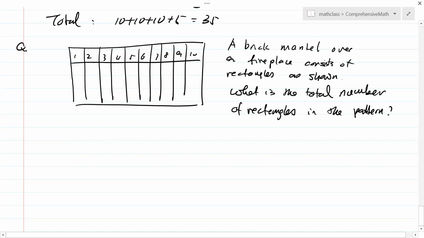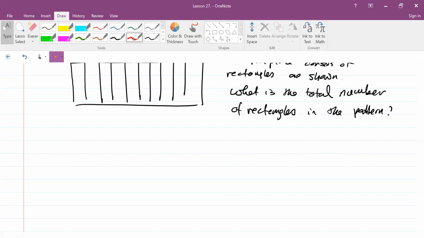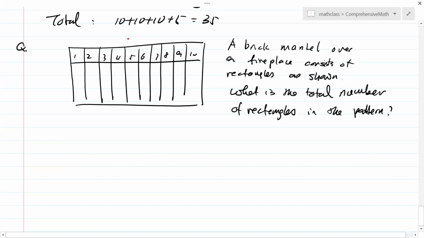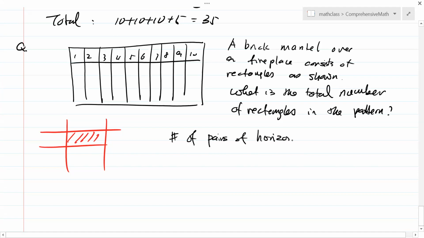Well, any answers here right now? So far, not yet. Do you guys forget this problem? Okay, so the best way to do it is to figure out how many pairs of horizontal lines, because a rectangle consists of a pair of horizontal lines and another pair of vertical lines. Then you get a rectangle, right? So to count the number of pairs of horizontal lines.